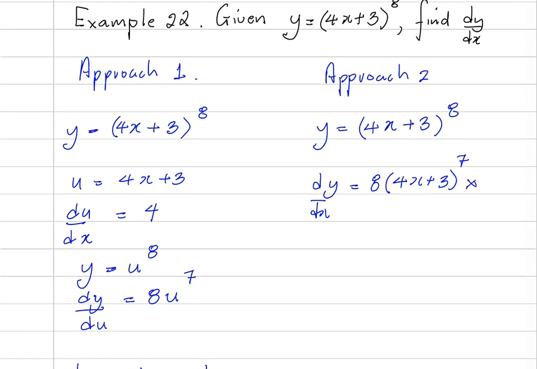The inside function is 4x plus 3. When you differentiate 4x plus 3, you get 4. So this becomes 4 times 8 is 32, and then we have (4x plus 3) raised to the power 7. As you can see clearly, it is a lot shorter. So what we have to remember is that when we are differentiating a composite function, the chain rule says that we must first differentiate the outside function, then multiply by the differential of the inside function.